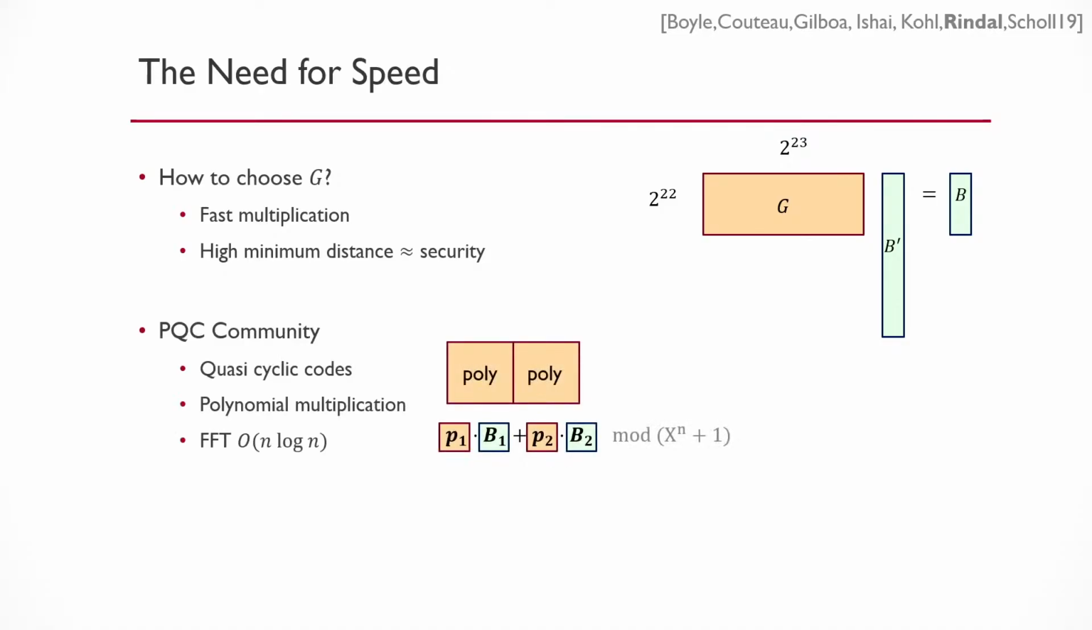So then the question is, this is our criteria. What should we choose for G concretely? There's the post-quantum coding community, and they use quasi-cyclic codes, and this is what we originally used as well. This corresponds to polynomial multiplication, where you have two polynomials, do polynomial multiplications on each half and add them together, mod something. But the main bottleneck in this approach is the FFT, which is n log n time, to do the polynomial multiplication. So this was our starting point.